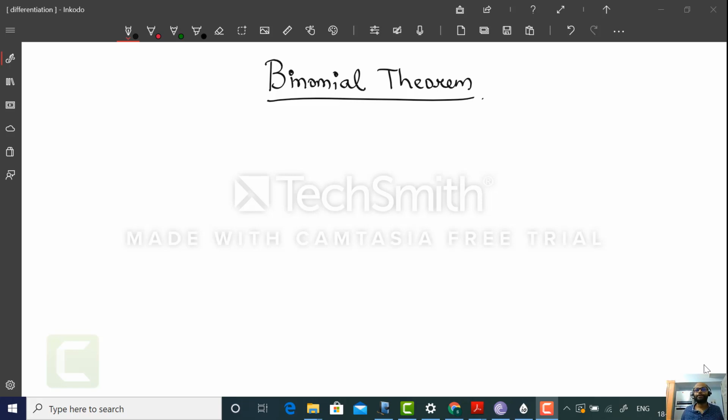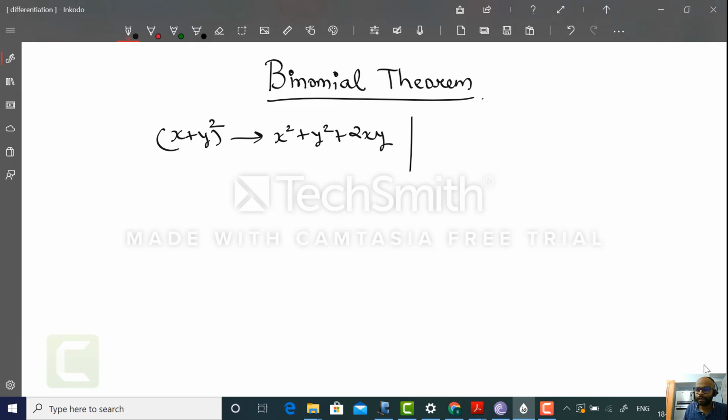All right, so before I even tell you what binomial theorem is or what it does, I want to ask you a question. What is x plus y whole square? Now I know most of you will answer it like x square plus y square plus 2xy. And I know it is easy. You might have done x plus y multiplied by x plus y, and this is what you'll get. Okay, what if I ask you what is x plus y to the power of 3?